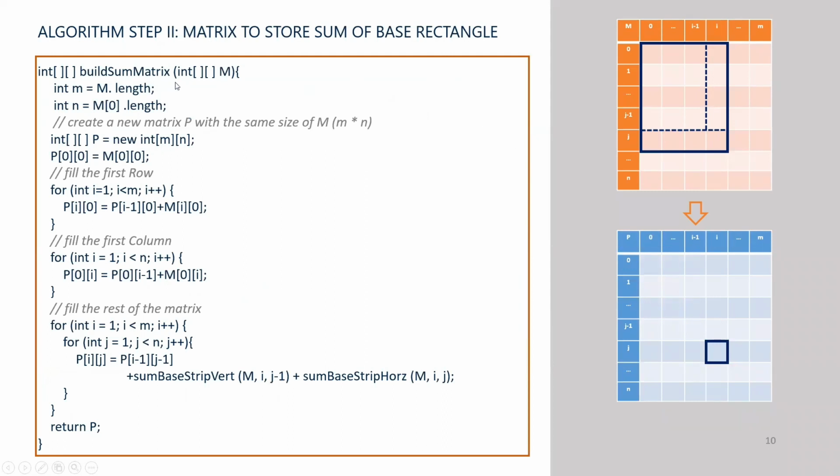Build sum matrix. M is length of matrix M. N is a column length. Sorry, M is a row's length. N is column's length. Then create a new matrix P with the same size of M, which is M times N.